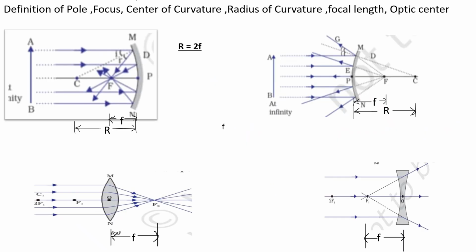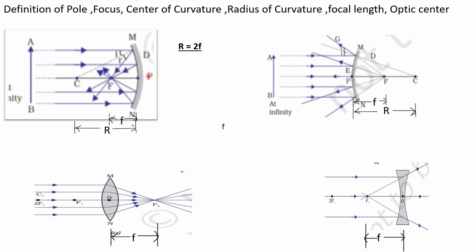Here we'll define the terms like pole, focus, etc. that pertain to the mirror and the lens with this slide. So this is a concave mirror and this is a convex mirror. So let's define the pole of that. Mirror is a reflecting surface. It's a highly polished reflecting surface.